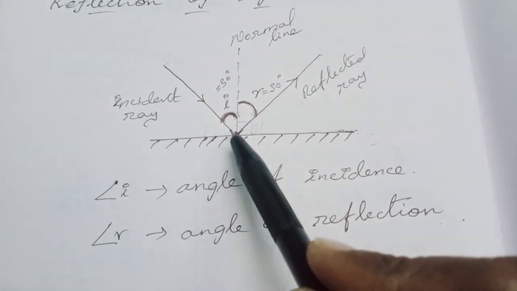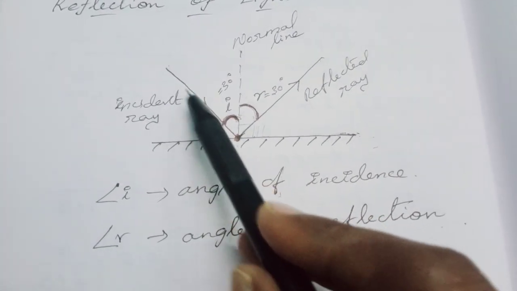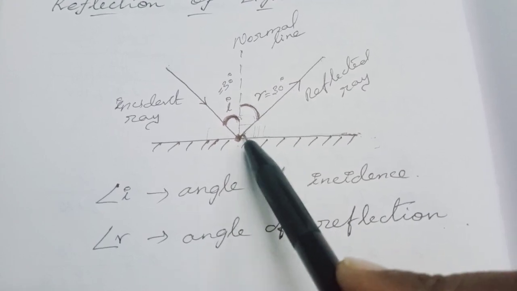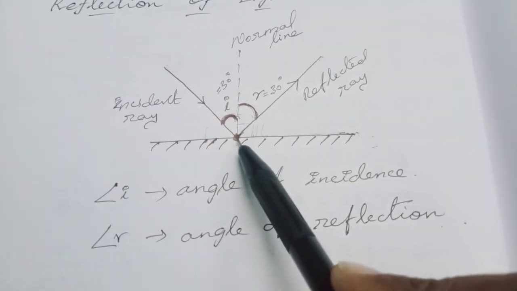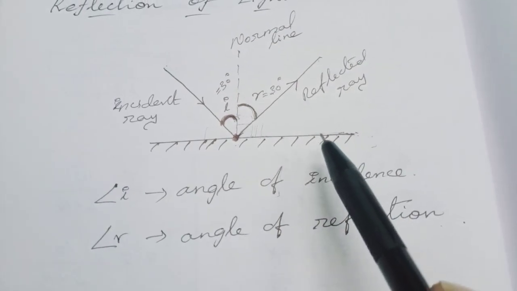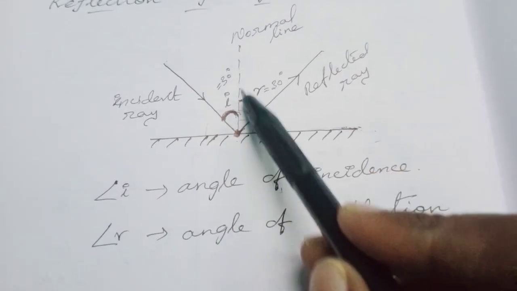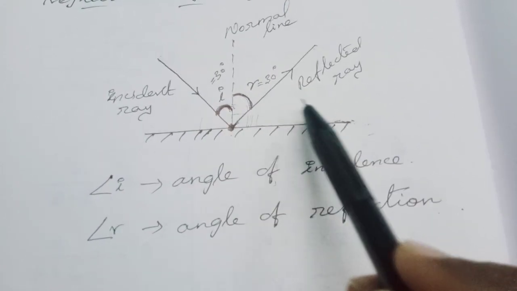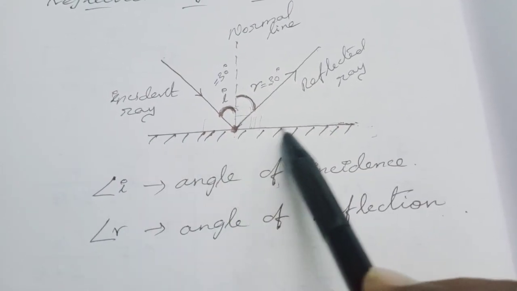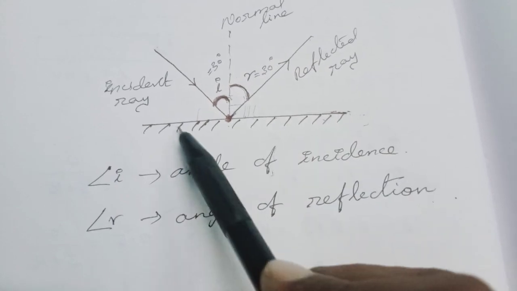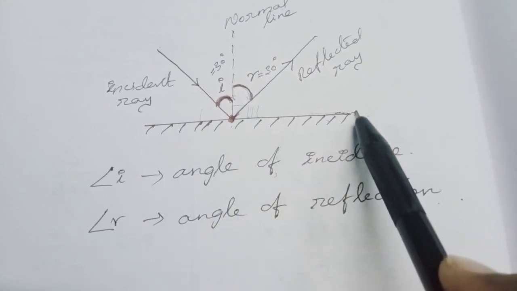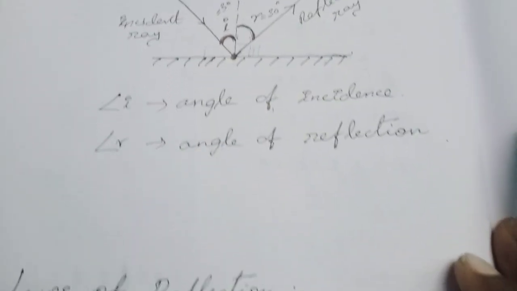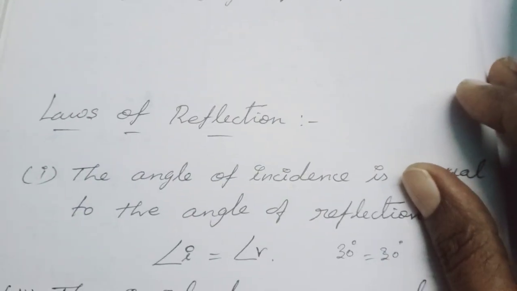Now note down another point: the incident ray is incident on the plane surface, then the reflected ray is reflecting from the plane surface, and the normal line is drawn to the surface. So it means everything happens on the plane surface itself. Everything is happening on the surface of the plane mirror. These two points we can summarize as the laws of reflection.